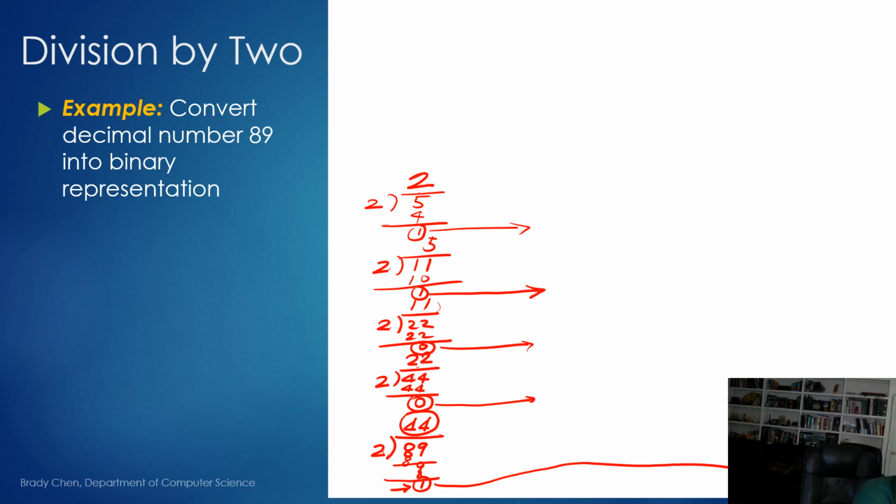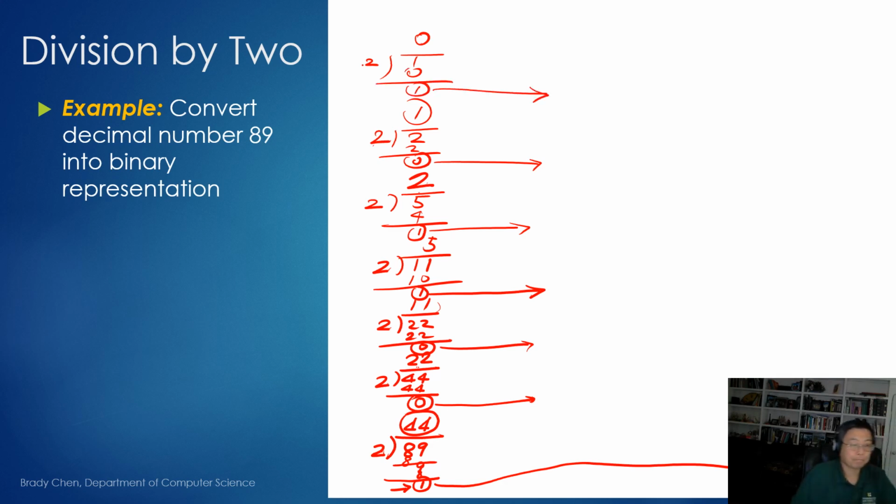Now, so then divide 2 by 2, so we got a 1. 1 times 2 is 2, and the remainder is 0, right? And then we got a quotient 1, and then we divide 1 by 2, that you got a quotient 0, and 2 times 0, that's 0, and remainder 1.